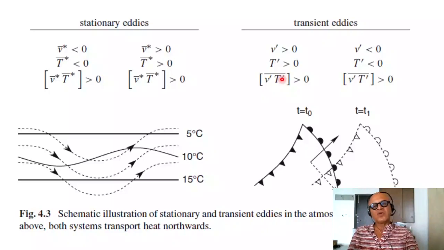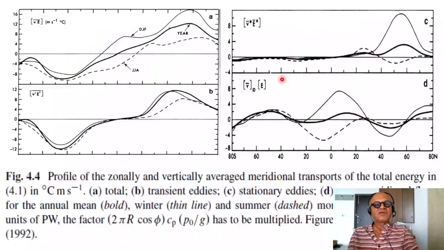Okay, so I hope that's clear. So if temperature is changing out of phase or uncorrelated to eddy velocities in stationary and transient eddies, then covariances may be null and you will not get net transport.